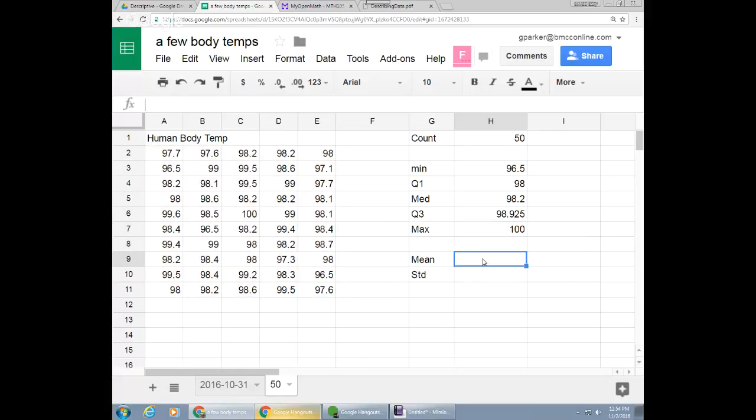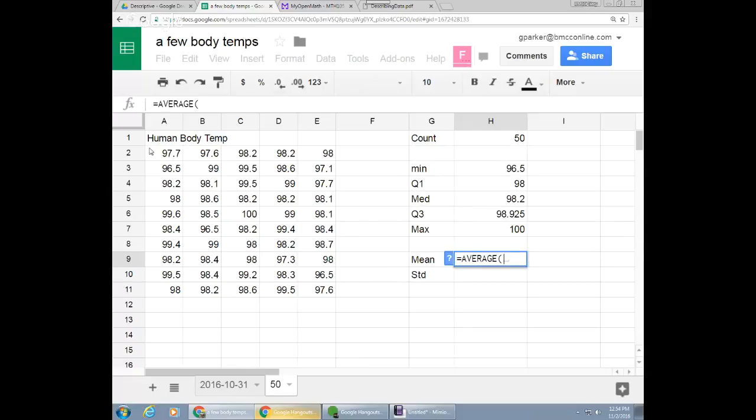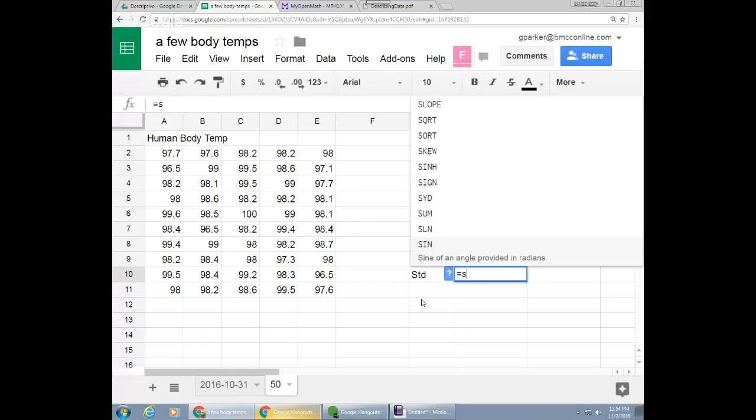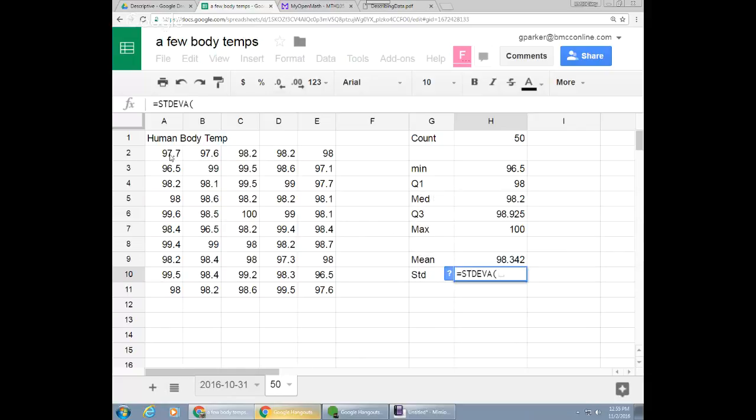Command for mean, anybody remember? Average. Average, there we go, a couple got it. There's a bunch of different kinds of average. We want the one just called average. Highlight your data. STD, which one do you think I want here? A, because this is just some people's temperatures. So I highlight those. Okay, so that's the first thing I do with a set of data.